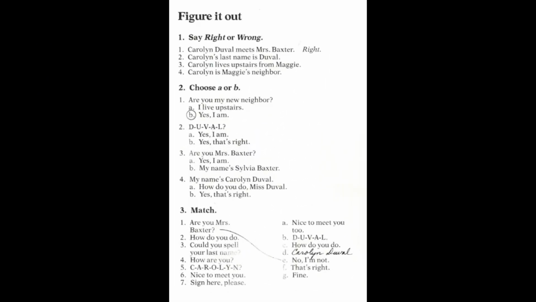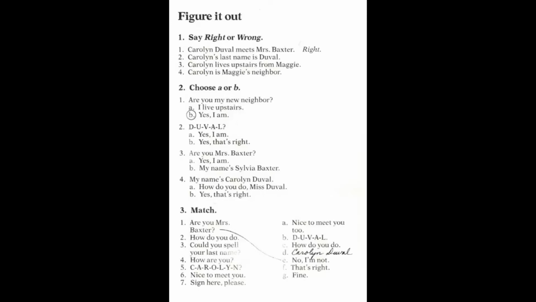Okay, thanks. Good work. Now we check the exercises together. Figure it out. Figure it out means understand it. Number 1 says Carolyn Duvall meets Mrs. Baxter. It is right. We can see it in part B, it happens. Number 2, Carolyn's last name is Duvall. Of course, the answer is right because, again, in part B, she says, I'm Carolyn Duvall. So, it is right.